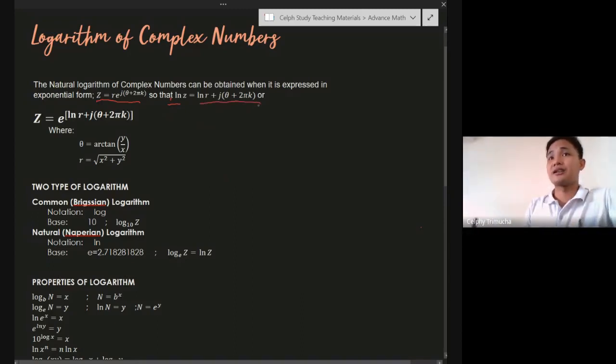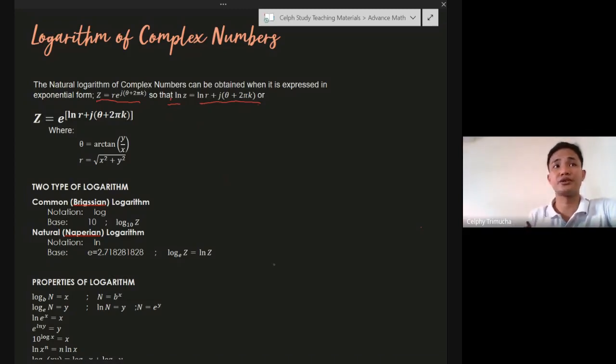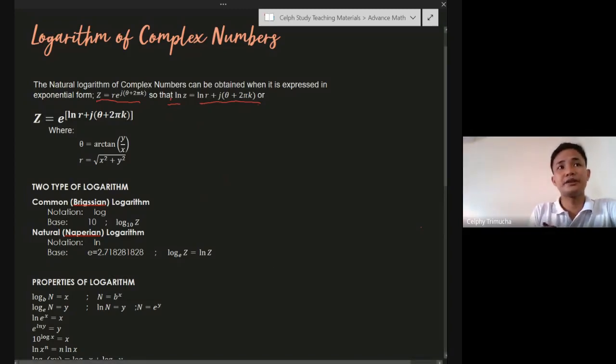So let us now explain how we arrived at this form of equation. We will have our theta, still the same, which will be arctan of y over x. R will be the same, square root of x squared plus y squared. Now we will have the properties of logarithm as a topic.